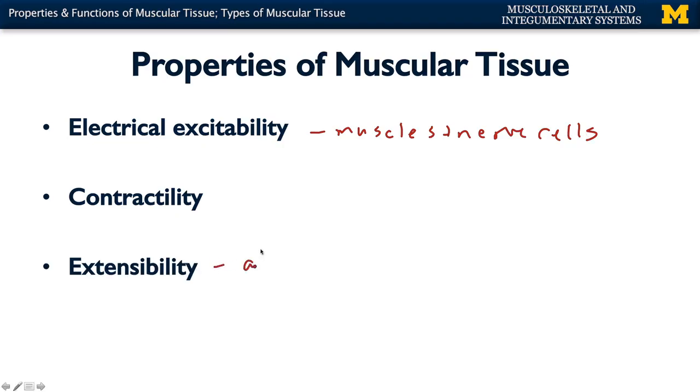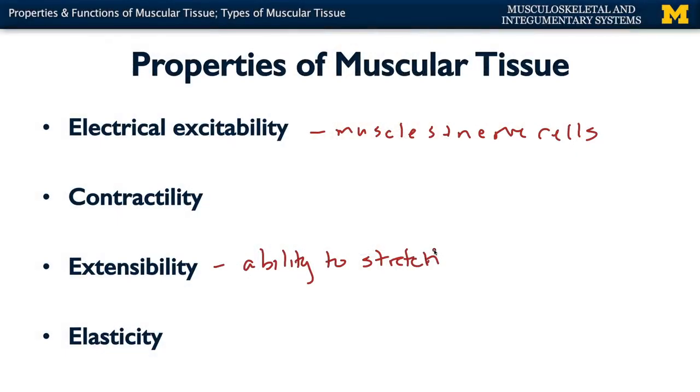Extensibility is a big one, the ability to stretch. Now, depending on what type of muscle tissue you're talking about, you can have quite a bit of extensibility or less so. So skeletal muscle is kind of in between cardiac and smooth muscle. And the connective tissue that's associated with the muscle tissue will really play a role in only allowing it to stretch so much. And lastly, elasticity. So you have the extensibility, which is the ability to stretch. Elasticity is the ability for it to go back to its original shape without damage. So elasticity plays as big a role as extensibility.